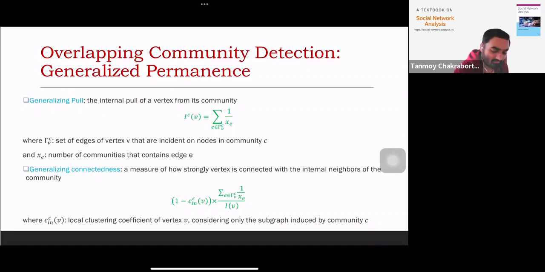Similarly, when we measure the clustering coefficient, it also may not be completely dedicated to the community, because it may also happen that some of the edges being taken into account for the clustering coefficient computation are part of multiple communities, okay? So how do we address this problem?